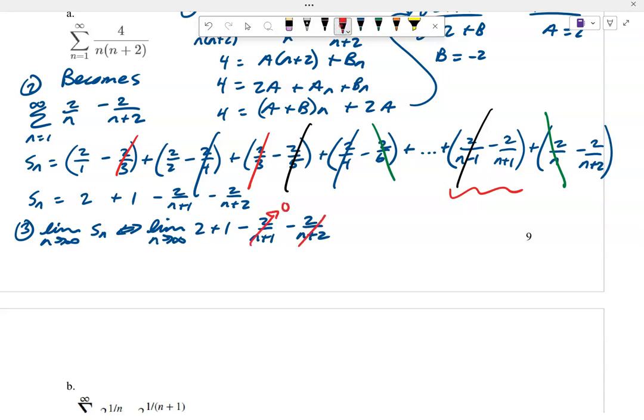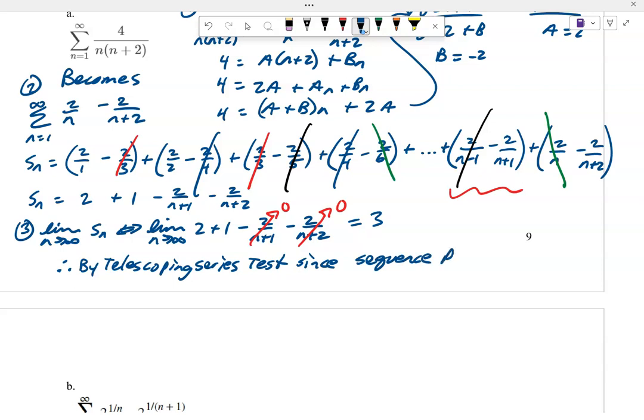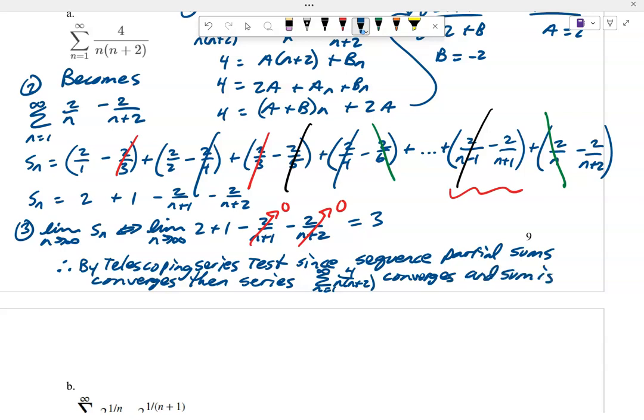Well, this will go to 0, and that'll go to 0, right? I got 2 over a huge number minus 2 over a huge number. So I got 2 plus 1, which is 3. Therefore, by the telescoping series test, since the sequence of partial sums converges, then the whole series, right, the original series, converges, and the sum is 3.